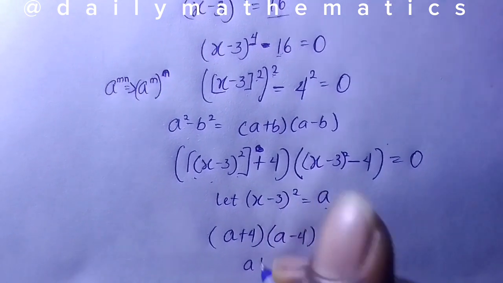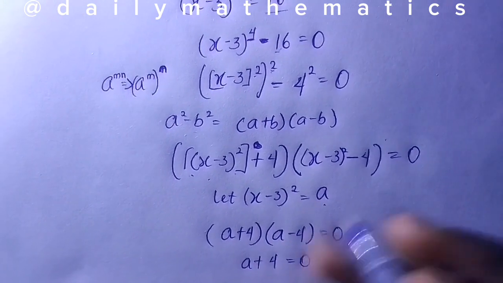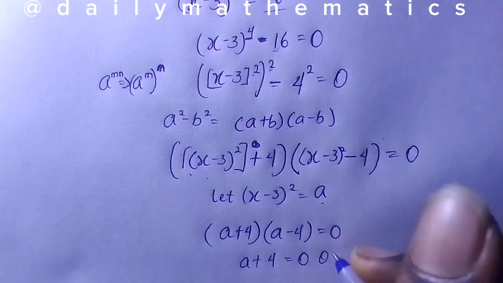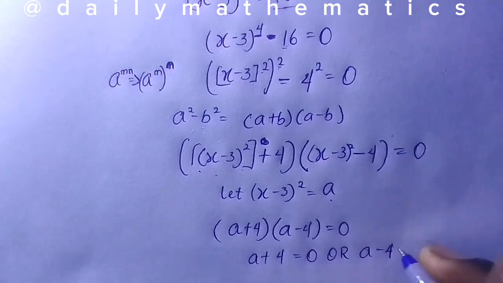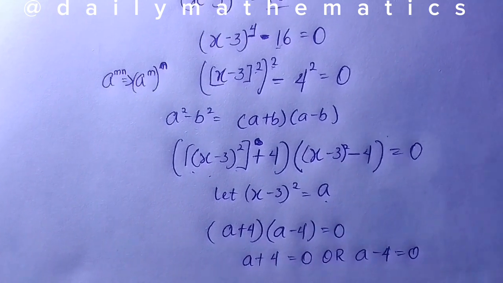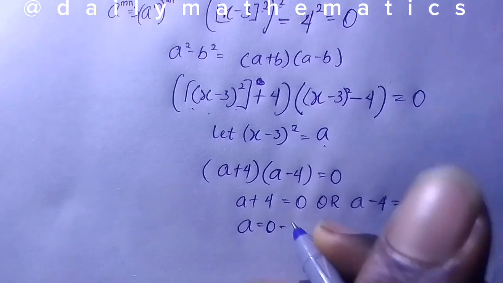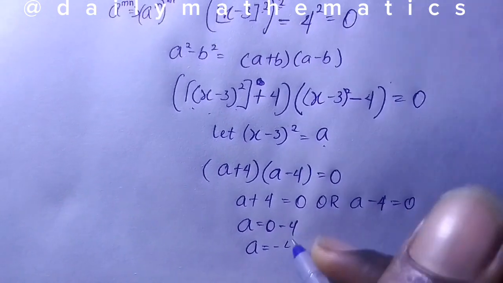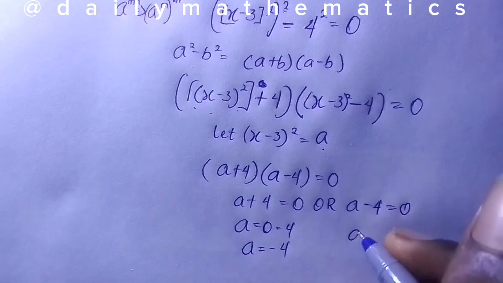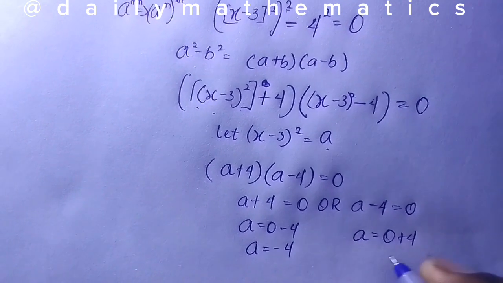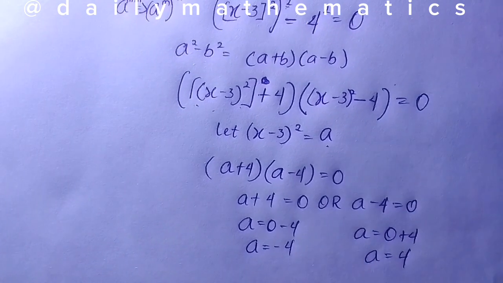That's a + 4 = 0, or a − 4 = 0. So from a + 4 = 0, it gives me a = 0 − 4, so a = −4. And this one gives me a = 0 + 4, so a = 4. So we have two cases.